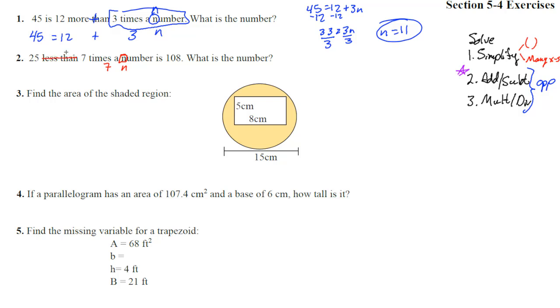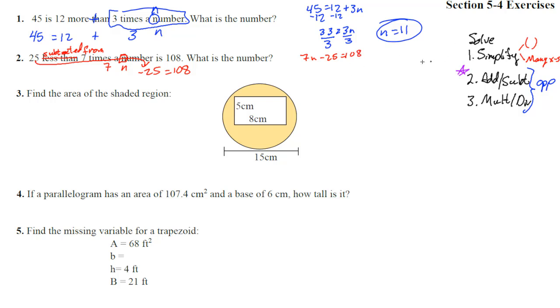Now, remember, 25 less than is a subtraction sign, but it means subtracted from. That's a better way of thinking about it. 25 less than something means you start at that thing and then subtract 25 from it. So 7n minus 25 is 108. Let's write that over here: 7n minus 25 equals 108. Now we've got an equation.